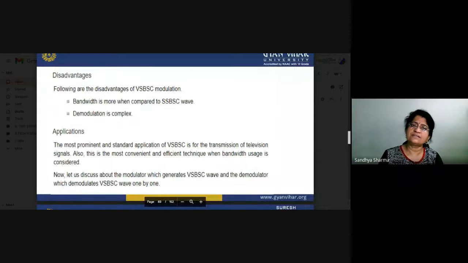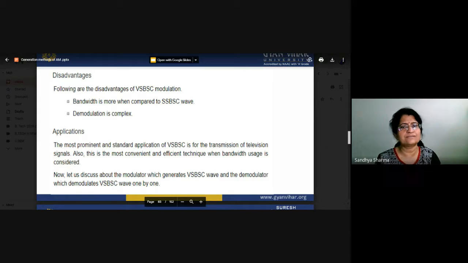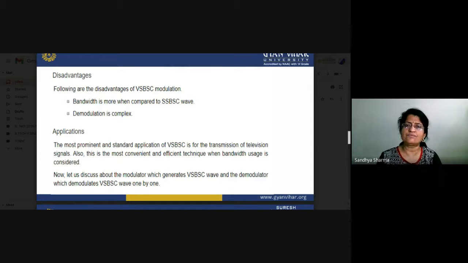If you are talking about the disadvantages, bandwidth is more, so that is a disadvantage. SSB-SC requires less bandwidth, and VSB-SC requires a larger bandwidth with respect to SSB. The demodulation process is also complex in the VSB-SC system. So this is a major disadvantage. As for applications, the standard application of VSB-SC is transmission of television signals. It is the most convenient and efficient technique when bandwidth usage is considered.